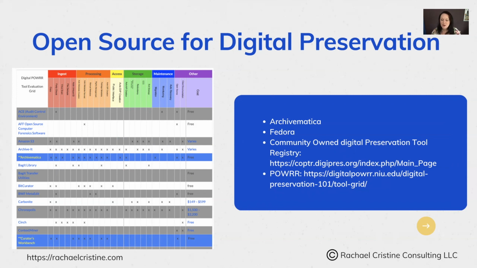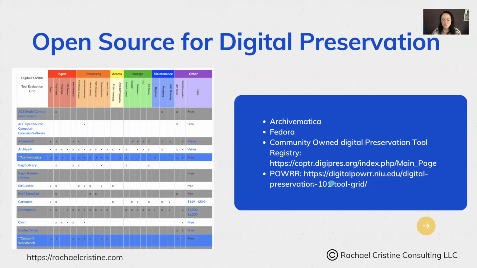To get more names and examples for digital preservation, I do want to point out there's a registry out there. It's called the Community Owned Digital Preservation Tool Registry, or COPTR. And one of the specific tools, and one that I use heavily, is the Digital Power Tool Evaluation Grid, and that's POWRR. There's a snapshot of this tool grid from their website, and one of their columns tracks whether or not these digital preservation products are open source.